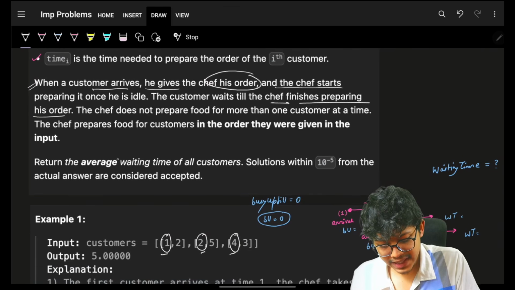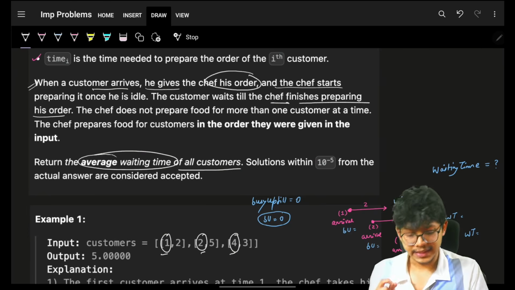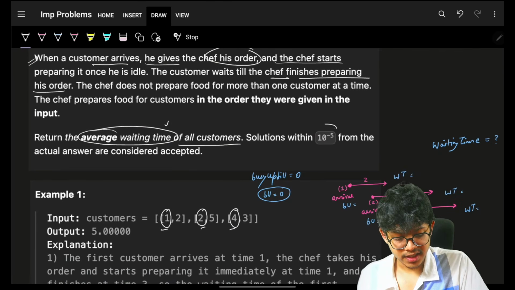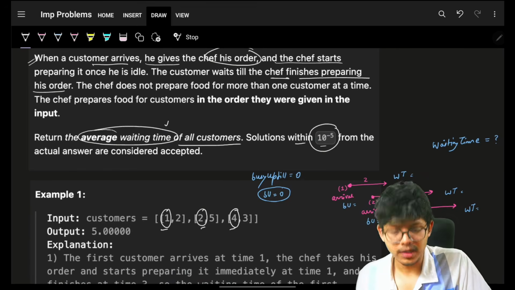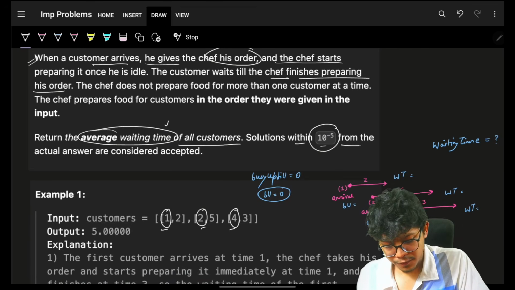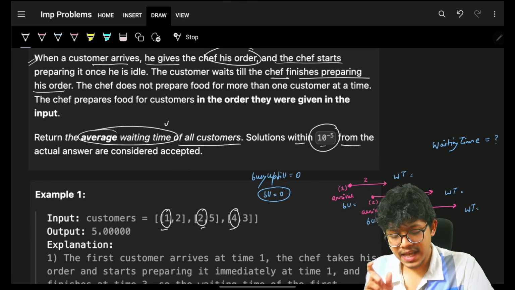Now we have to find the average waiting time for all the customers. What is the waiting time? Again, they are saying the solution should be within 10 to the power of minus 5 of the actual answer, and it should be considered. So what is the average waiting time?